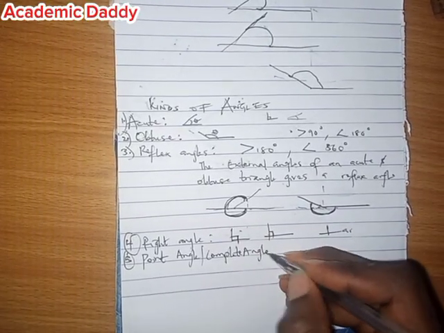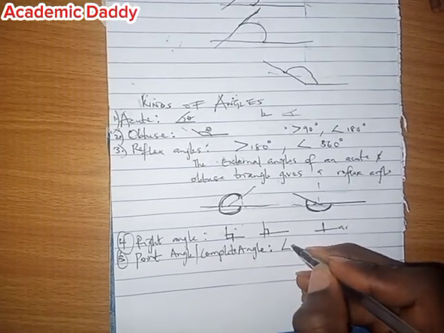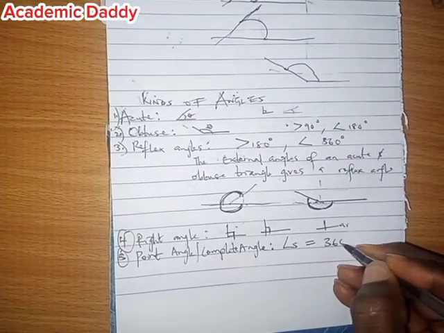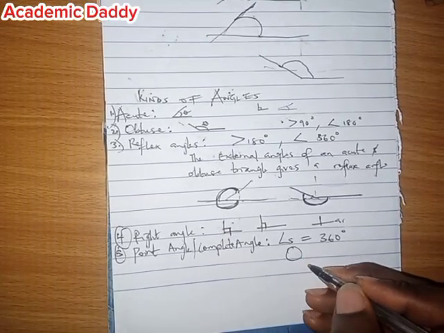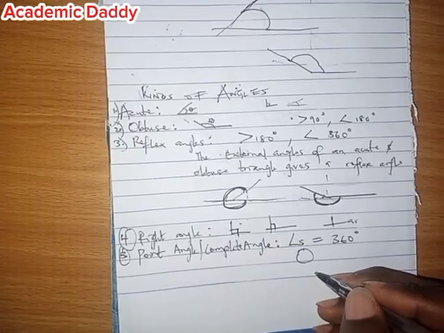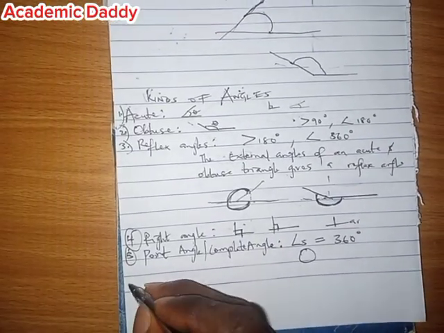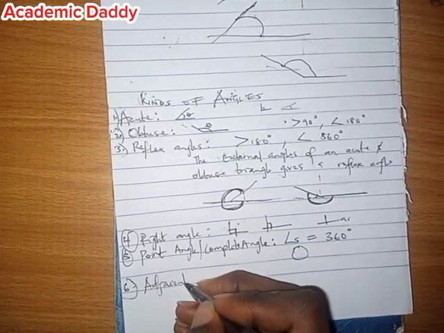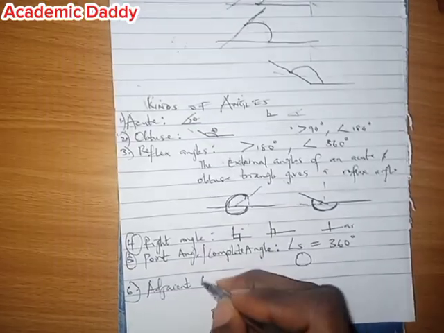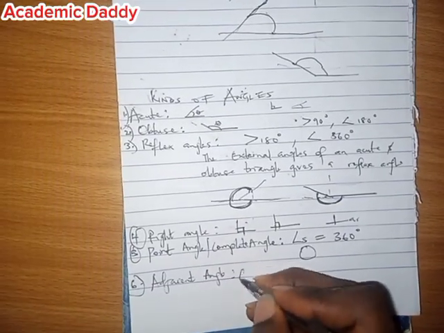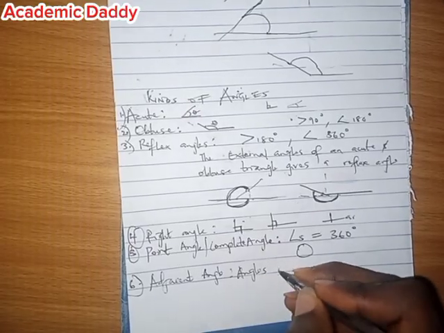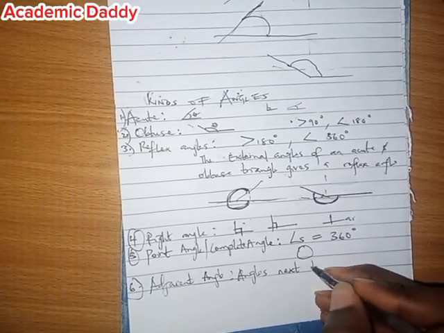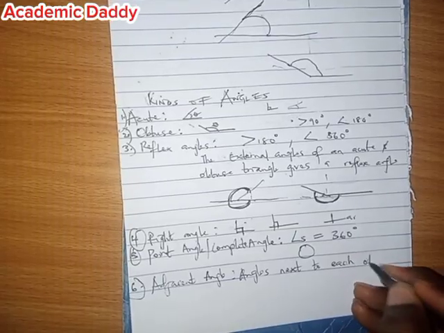So complete angle: the angles equal 360 degrees. For example, in a circle, the angles equal 360 degrees. The next one, number 6, is adjacent angles. Adjacent angles are angles close to each other. You see angles next to each other.